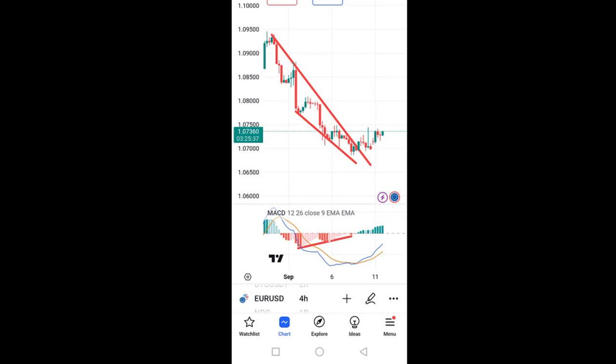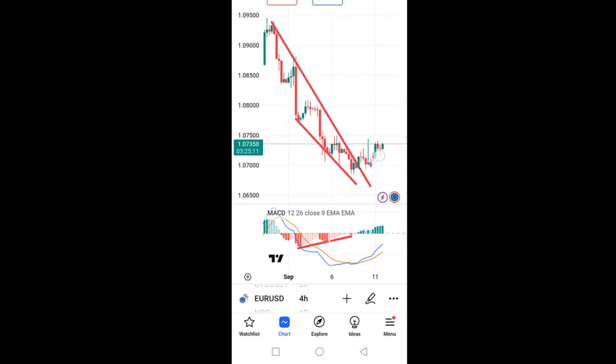If you watched one of my recent videos where I told you to buy Euro USD at this very area, that position was a result of the divergence on the chart. You see, the market is moving downward, but if you connect these two areas on the MACD histogram, the market is moving upward. That is a bullish divergence. What it means is that the market is going to move upward.